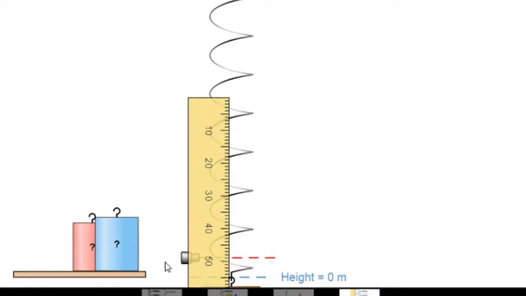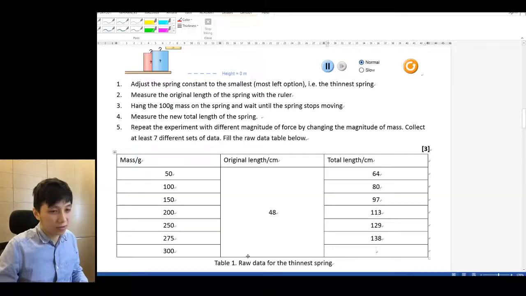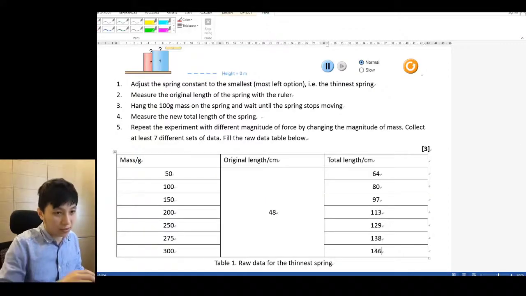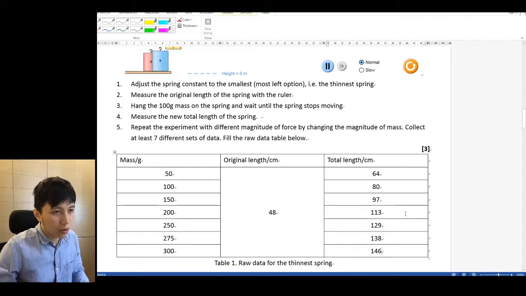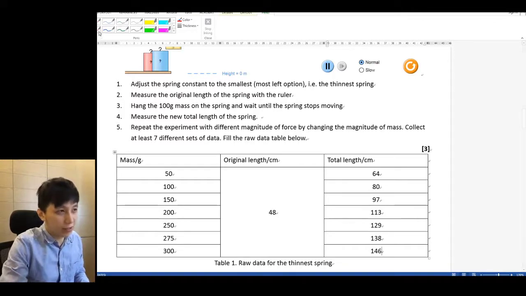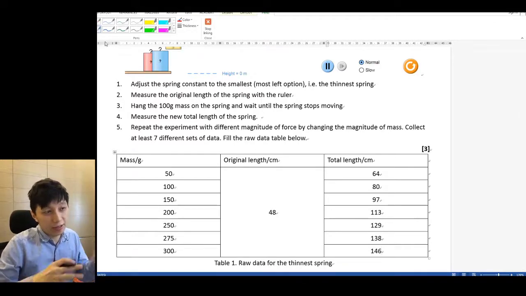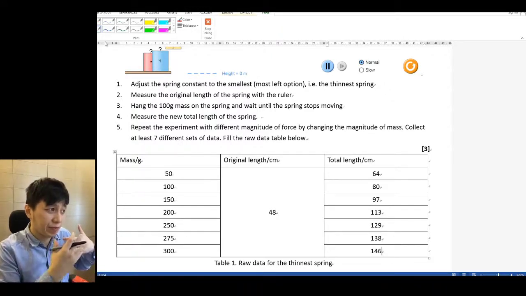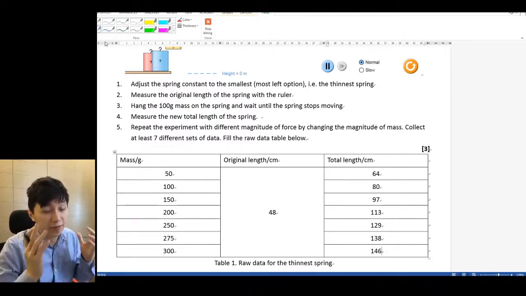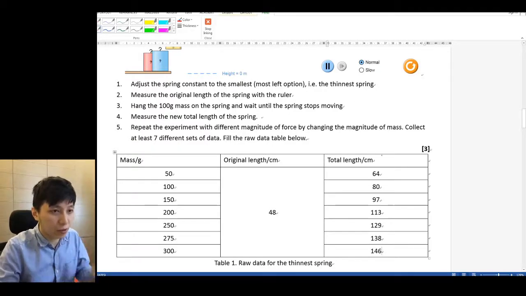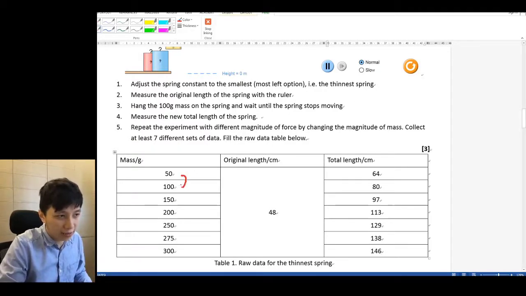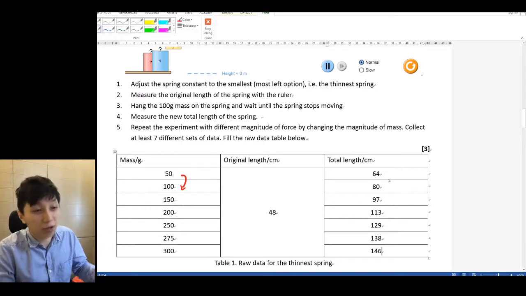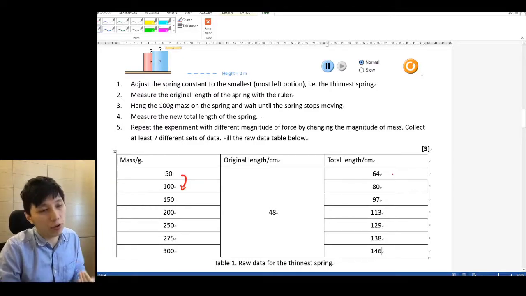Oh wait, I can't lower that, but never mind, I can still read it. I think it's 56. Yeah, so 146 in this case. And one thing you may want to check now is to quickly see if your data would be fitting with the theory, because according to Hooke's law, whenever you add something, of course the total length will be longer because the extension will also be longer.